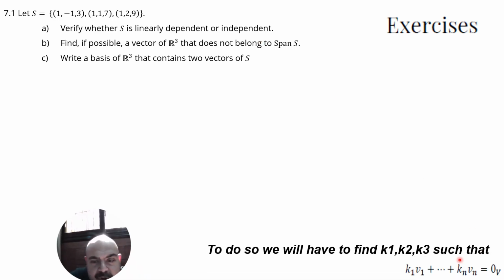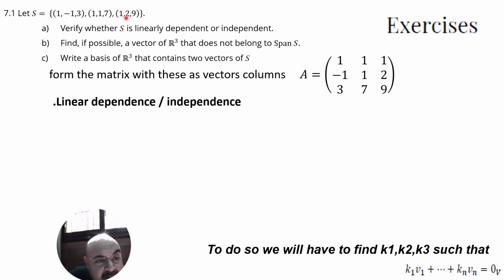All we have to do is check k1v1 + k2v2 + k3v3 = 0. So I would take the first multiplied by k1, the second by k2, the third by k3. Or simply, I can form the matrix whose columns are the vectors: vector number 1 for the first column, vector number 2 for the second column, vector number 3 for the third column, as you can see.